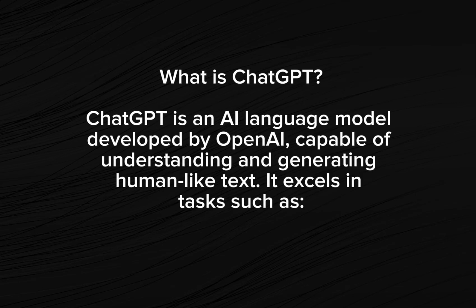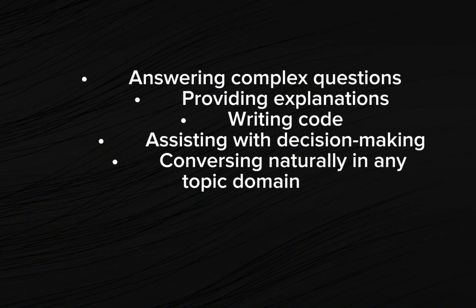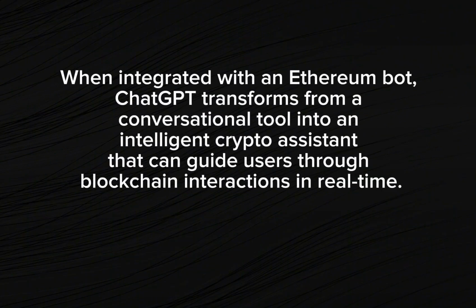What is Chat? Chat is an AI language model developed by OpenAI, capable of understanding and generating human-like text. It excels in tasks such as answering complex questions, providing explanations, writing code, assisting with decision-making, conversing naturally in any topic domain. When integrated with an Ethereum bot, Chat transforms from a conversational tool into an intelligent crypto assistant that can guide users through blockchain interactions in real time.